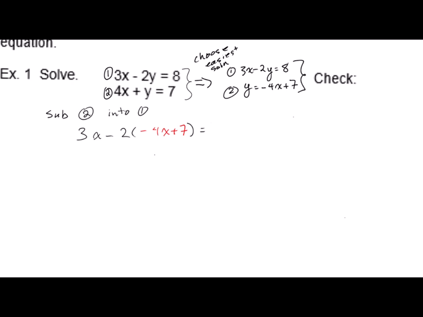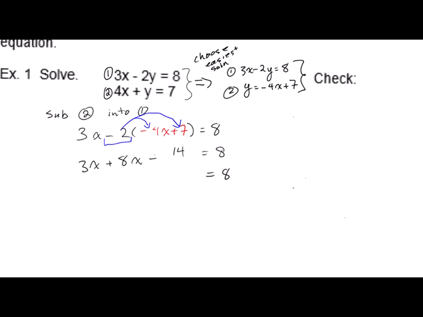And you'll notice that I now have 3x minus 2 bracket negative 4x plus 7 equals 8. And you'll notice I'm highlighting the minus 2. You're going to take minus 2 and you're going to distribute into the bracket. And you're going to get the following result. 3x plus 8x minus 14 is equal to 8. So now we have to collect like terms on the left side.